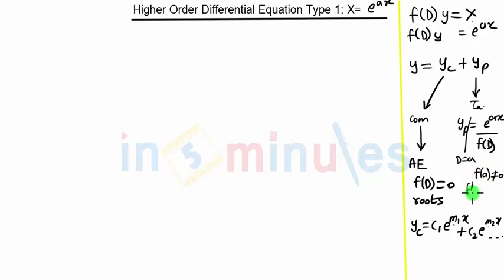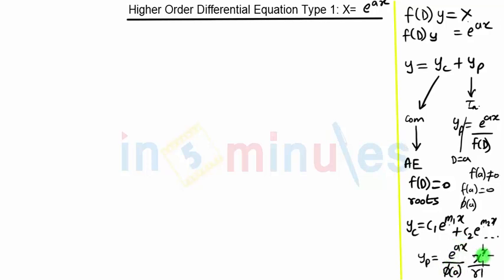When f(a) is equal to 0, we separate into two parts, phi(a) which is not equal to 0 and the part which is equal to 0. Then the solution for yp is given by e raised to ax phi(a), where phi(a) is the part which is not equal to 0, into x raised to r upon r factorial, where r is nothing but (D minus a) the whole raised to r, as we all know. This will be more clear when we see this problem.